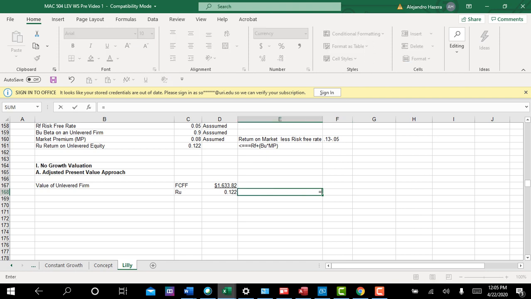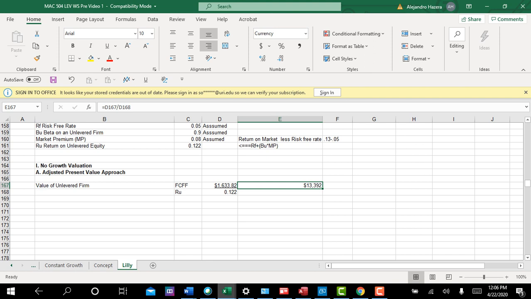So the value of an unlevered firm is equal to free cash flow to the firm, which is the cash flows produced by all the firm's assets, divided by 12.2%, which is right there. Okay, so the value of an unlevered firm, looking like Lilly, is $13.392, probably billion. And that is the value of an unlevered firm.